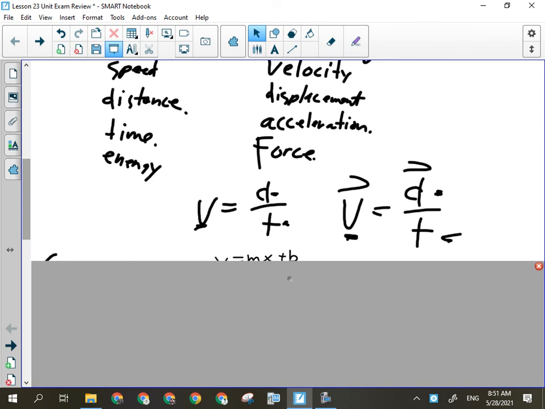So those were our 2 formulas. v equals d over t. So v without the arrow is speed, d without the arrow is distance, t without the arrow is time, well, time never has an arrow. v with the arrow over top is velocity, displacement, time. And we have to remember that this can also be calculated this way.